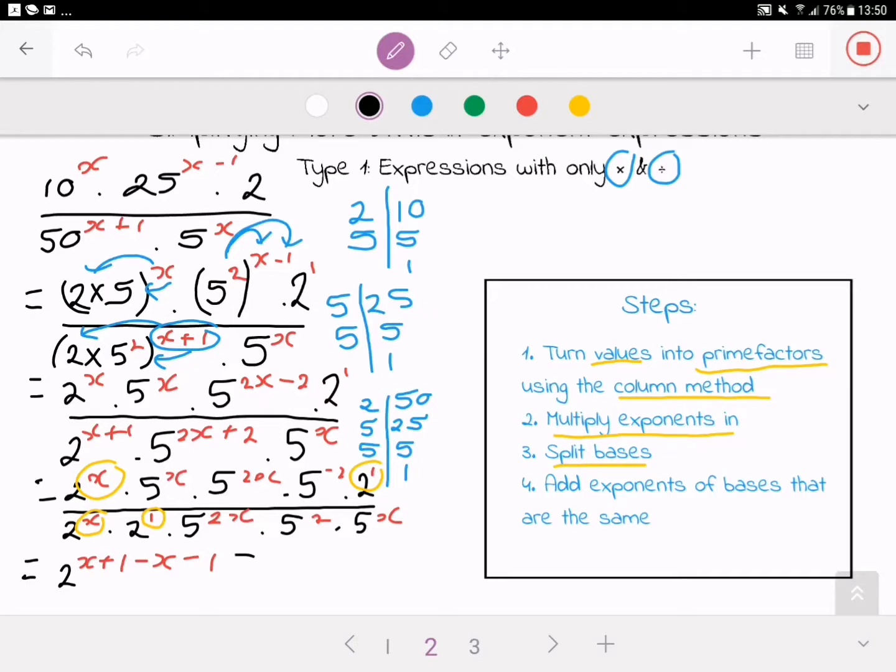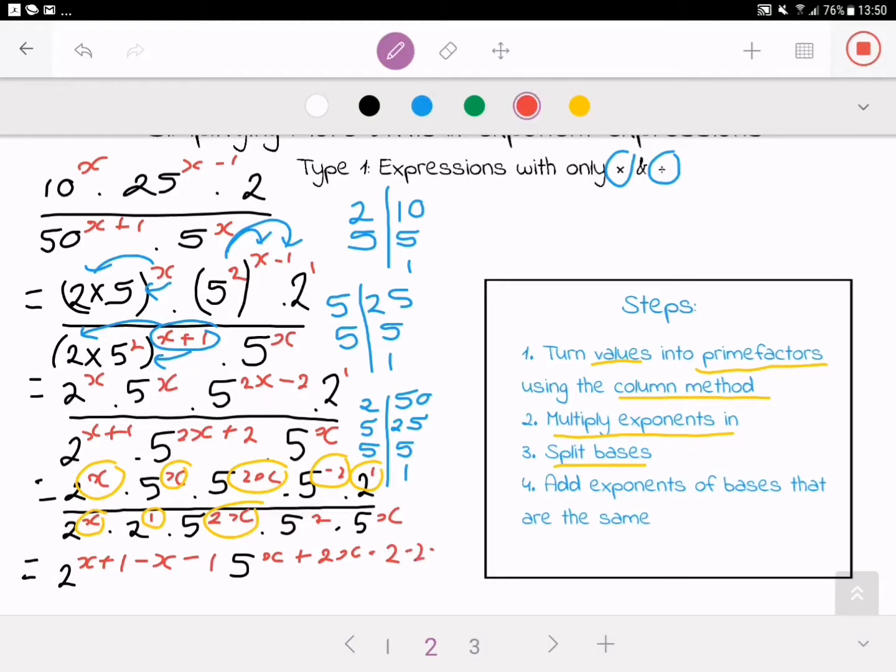And for the 5's, it's going to be 5 to the power of x. And then another one, the 2x next to it, we are going to add because the bases are being multiplied. So it becomes plus 2x. And then we're going to add the 5 to the power of negative 2. So it's going to be plus minus 2. So it just becomes minus 2.